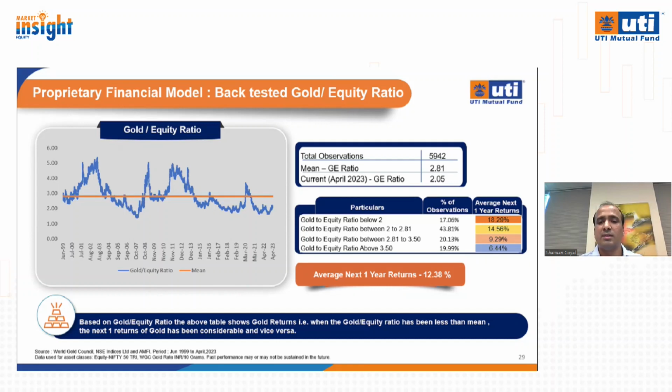So as you can see in the bottom table, we have mentioned the performance of the gold to equity ratio, and how gold has performed in the subsequent 1 year period. So whenever the gold to equity ratio is below 2, which means gold has underperformed equity in the recent past, in that case, on an average, in the next 1 year, gold has delivered 18% return. And there are 17% such observations that we have witnessed in the last 25 years. Similarly, whenever the gold to equity ratio is very expensive, at about 3.5, in that case, the next 1 year gold return tends to be far weaker.